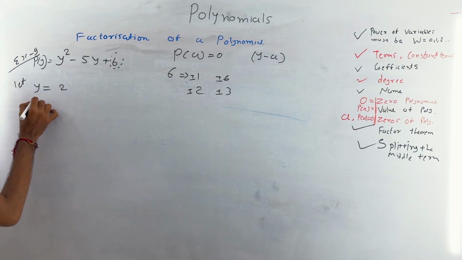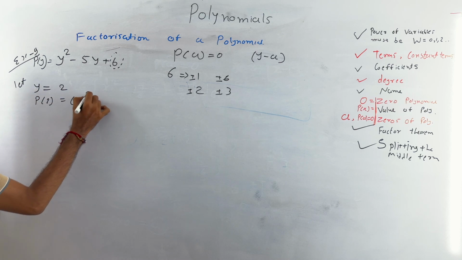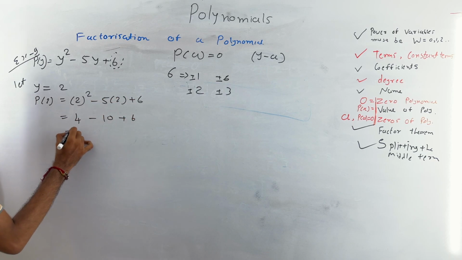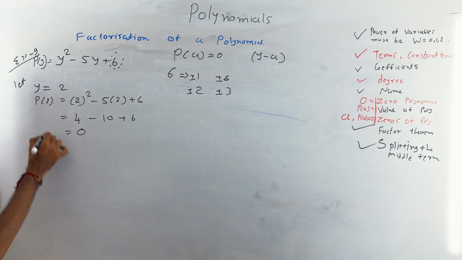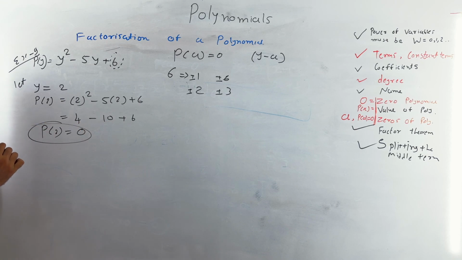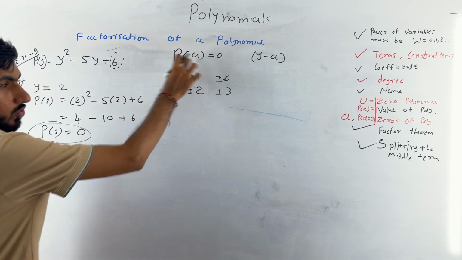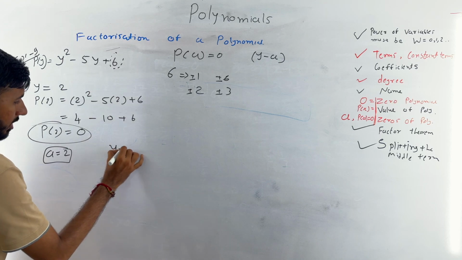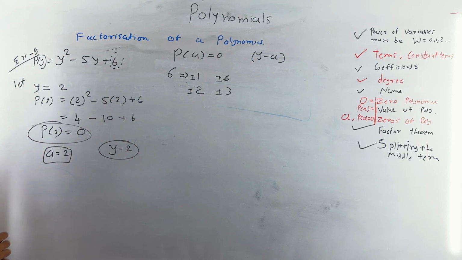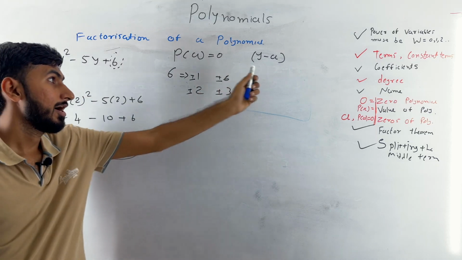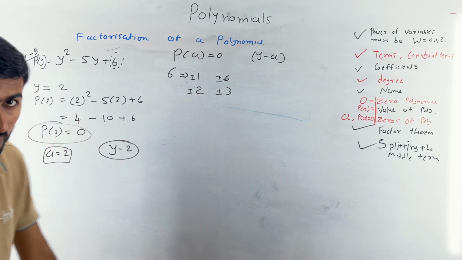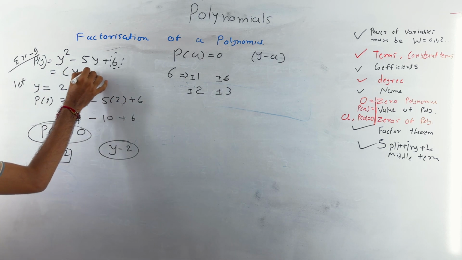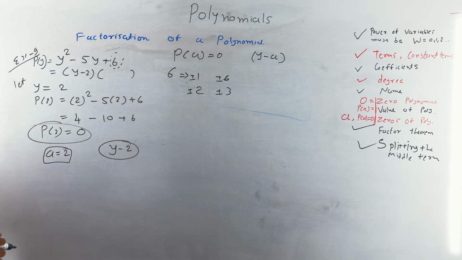Then P of 2 is equal to 2 squared minus 5 times 2 plus 6. It will be 4 minus 10 plus 6, right? Very easy. 4 plus 6 is 10, 10 minus 10 is 0. So yes, we got P of 2 equal to 0. That means we got A equal to 2, right? So by factor theorem, I can say that y minus 2 is a factor for this polynomial. So I got the first factor as y minus 2. I have to find the second factor.